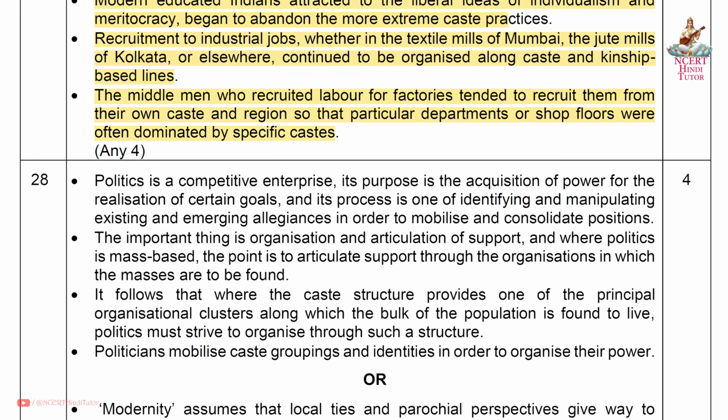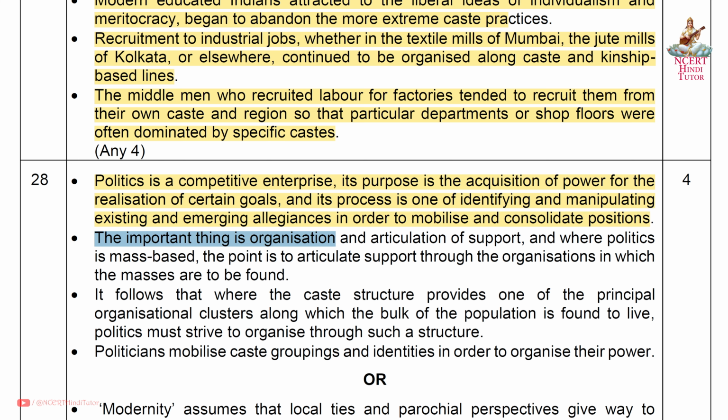Answer: politics is a competitive enterprise. Its purpose is the acquisition of power for the realization of certain goals, and its process is one of identifying and manipulating existing and emerging alliances in order to mobilize and consolidate positions.